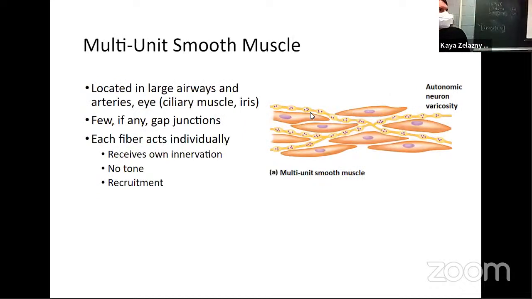In multi-unit smooth muscle, we just see those autonomic nerves diving between our smooth muscle cells, which is why it's called multi-unit, because each fiber then has its own innervation. And so it could contract on its own without the neighboring cells. So we're not going to see really any gap junctions. We might see these contracting independently of each other. And it's also true that these fibers don't happen to have tone, and they do kind of have their own type of recruitment because we're contracting these cells, and then this cell, then those cells.